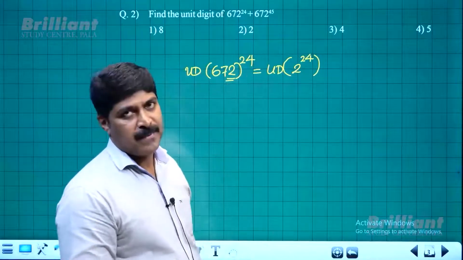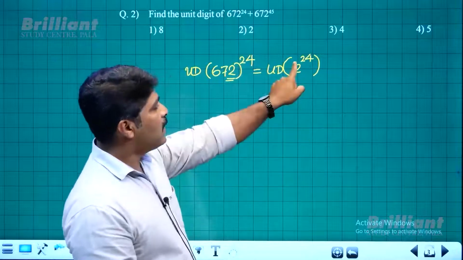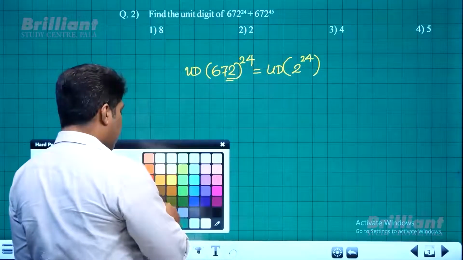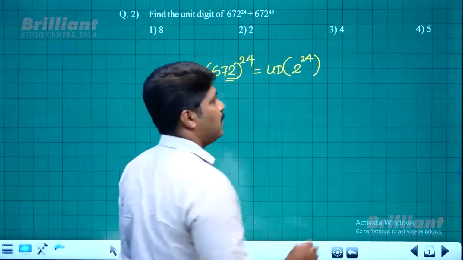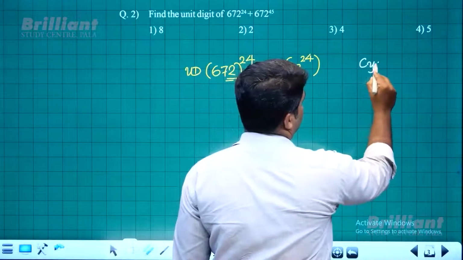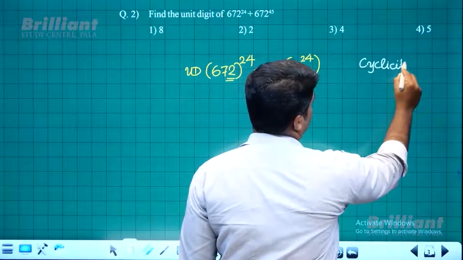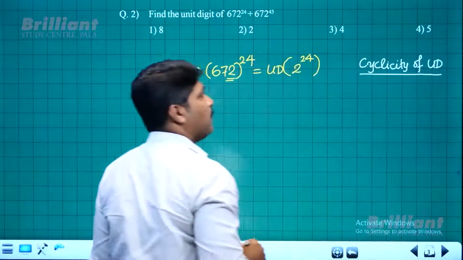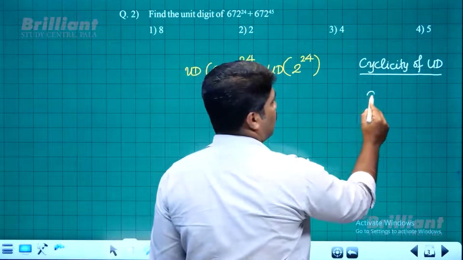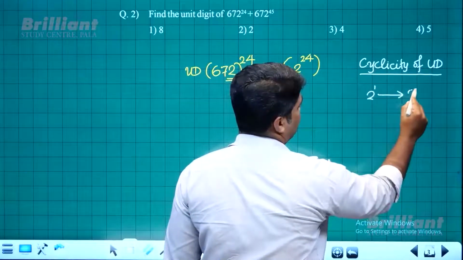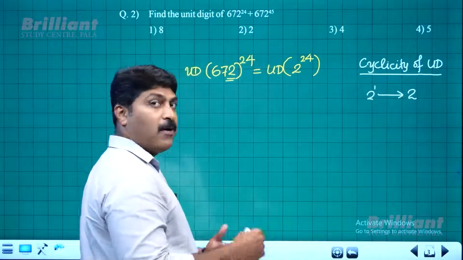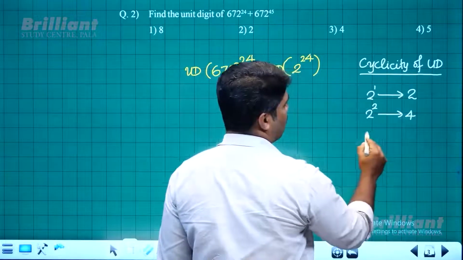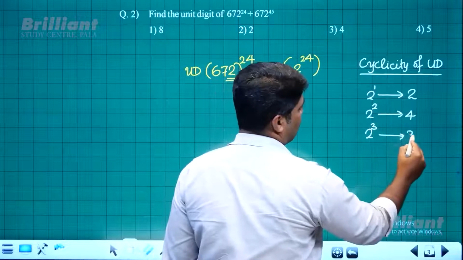So in such a question, what you have to consider? You just think about all the possible unit digit occurrences of this 2. That is technically called the cyclicity of unit digit. So in the case of 2, we are considering 2 raised to 1. What is the unit digit here? That is 2 itself. What about 2 square? Its unit digit is 4. 2 cube, obviously we know that is 8.